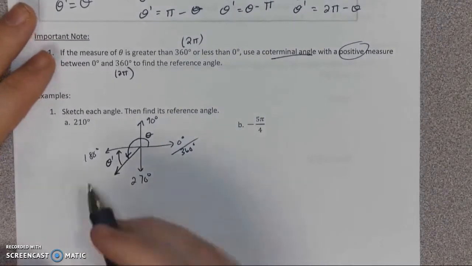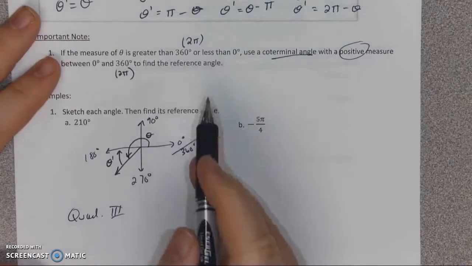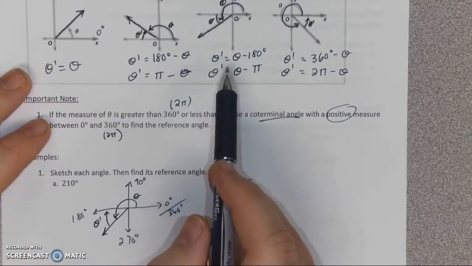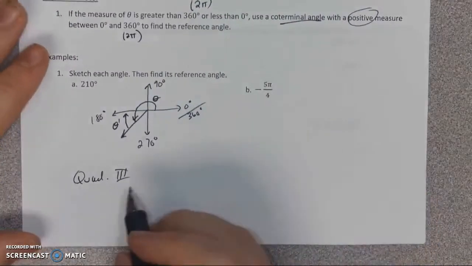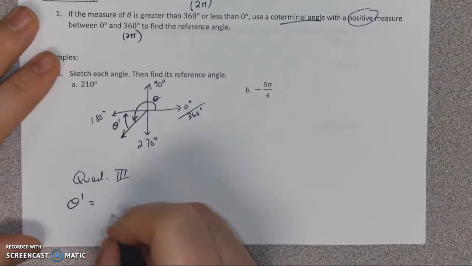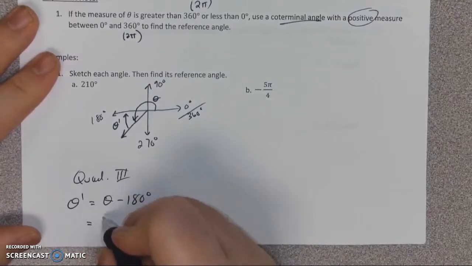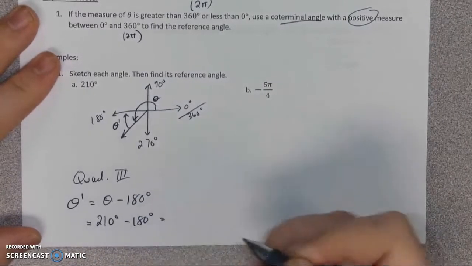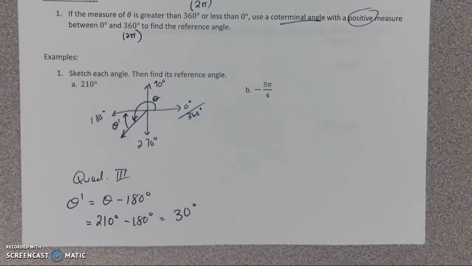So I know I'm in quadrant 3. So I'm going to use, according to this, theta prime equals theta minus 180 degrees, because I'm given degrees. In this case that is 210 minus 180, which is 30. So theta prime is 30 degrees.